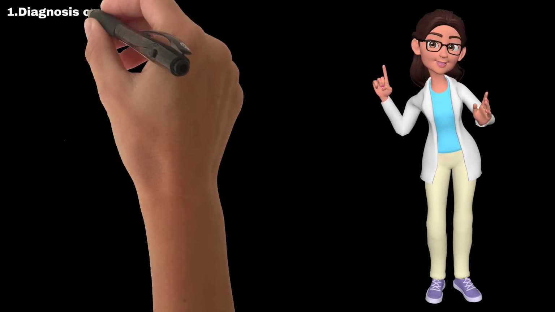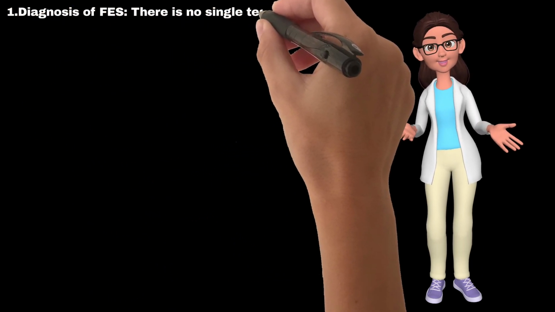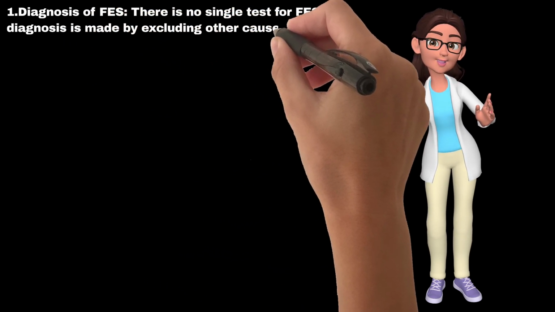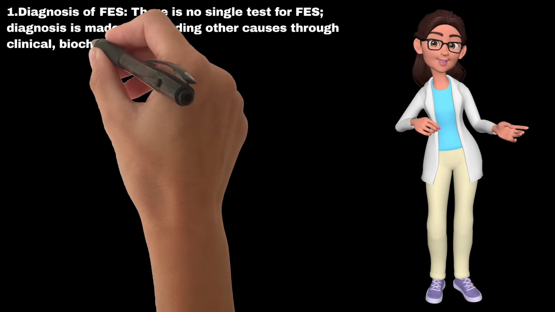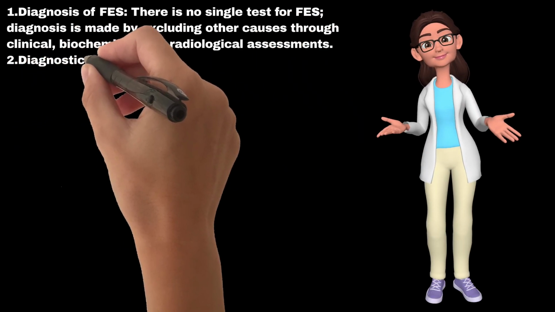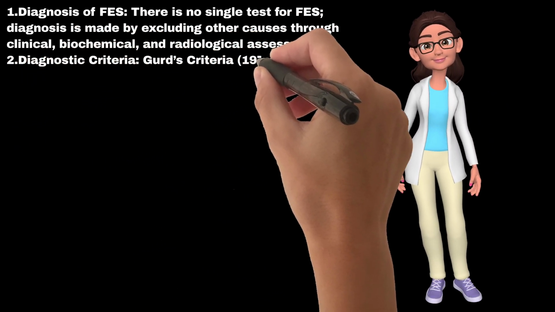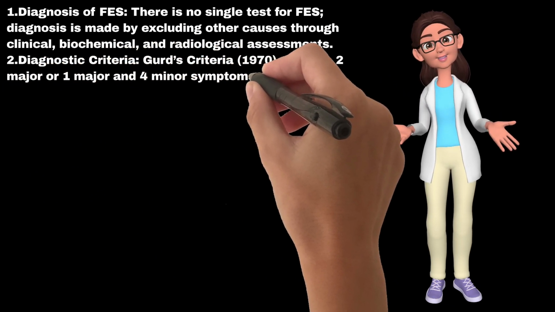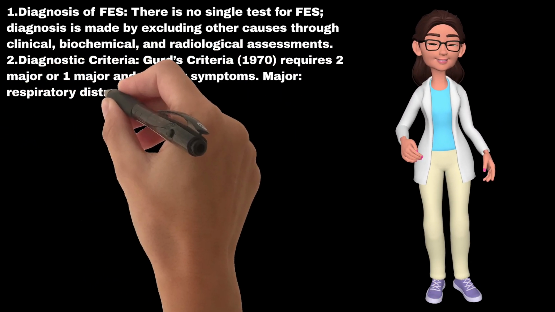The diagnostic criteria. 1. Diagnosis of FES. There is no single test for FES. Diagnosis is made by excluding other causes through clinical, biochemical, and radiological assessments. 2. Diagnostic criteria. Gurd's criteria, 1970, requires 2 major or 1 major and 4 minor symptoms.